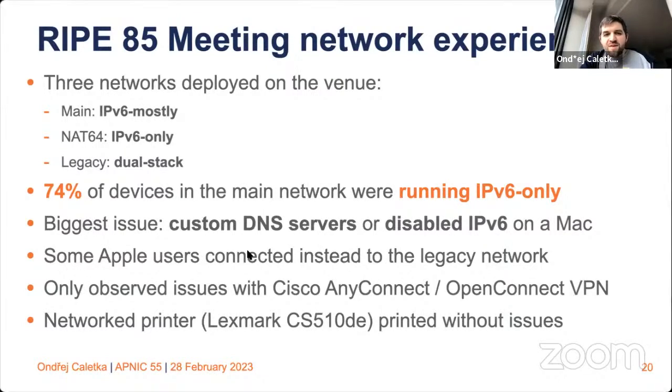And the only thing that we observed as an issue was that Cisco AnyConnect, or even OpenConnect, the open source variant, didn't want to connect. But on the positive side, something that I was really worried about was our printer. That is a network printer which supports Apple AirPrint over dual stack. And it indeed worked very well, even with IPv6-only devices. It printed without any issues.